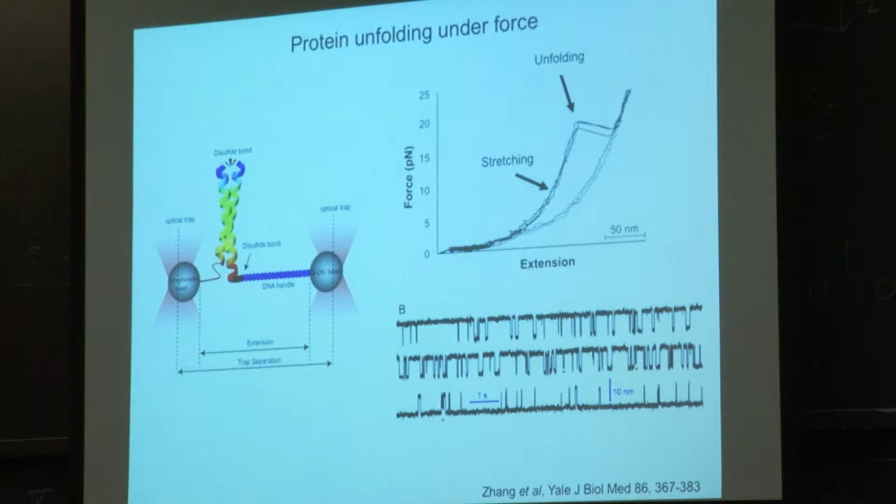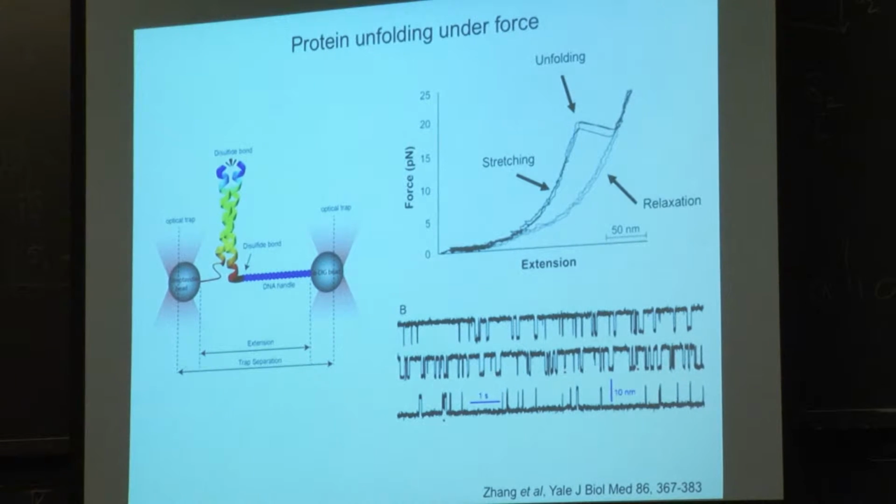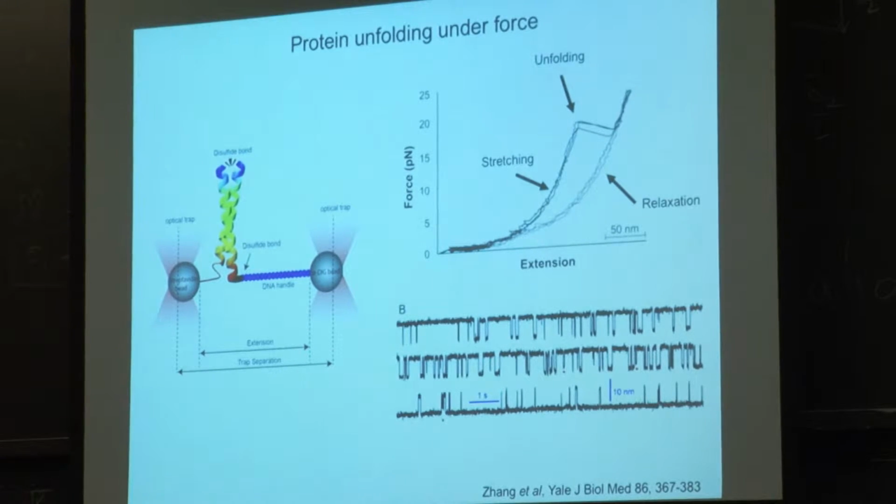But then once you reach a certain threshold force, which in this case is like 17 piconewtons, they actually unfold this protein domain. And you get a sudden jump in bead-to-bead distance as this now unfolded polypeptide no longer provides any sort of force pulling it back together. And then if they release the force and allow the molecule to relax, they actually get a different relaxation curve than their original extension curve, because this represents the relaxation of this unfolded polypeptide rather than the refolding of this domain.